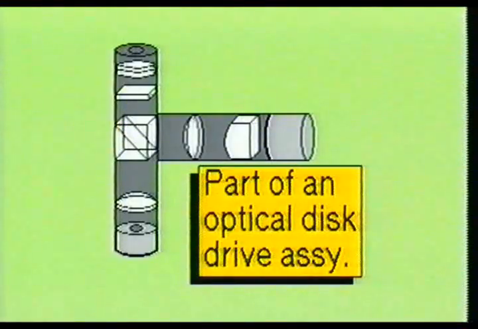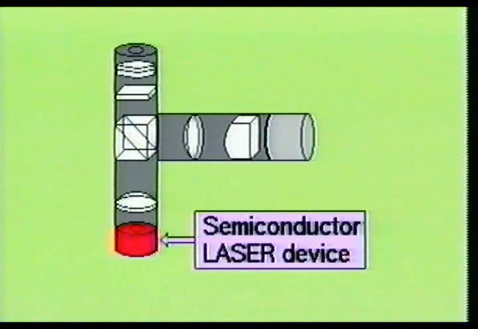Here you see the read part of a typical optical disk drive system. Even though there are variations in design of the various optical disk drives, they must all contain the basic components shown to you in the simplified diagram. Notice that at the bottom of this optical read system, you will find a semiconductor laser device. These lasers are generally aluminum gallium arsenide devices which operate in the infrared wavelength.